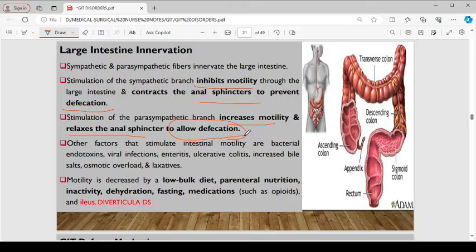and this allows defecation. Other factors that stimulate intestinal motility are bacterial endotoxins, viral infections, enteritis, ulcerative colitis, increased bile salts, osmotic overload, and laxatives. Motility is decreased by low bulk diet, parenteral nutrition, inactivity, dehydration, fasting, and medication. A common pathology associated with the colon is diverticular disease.